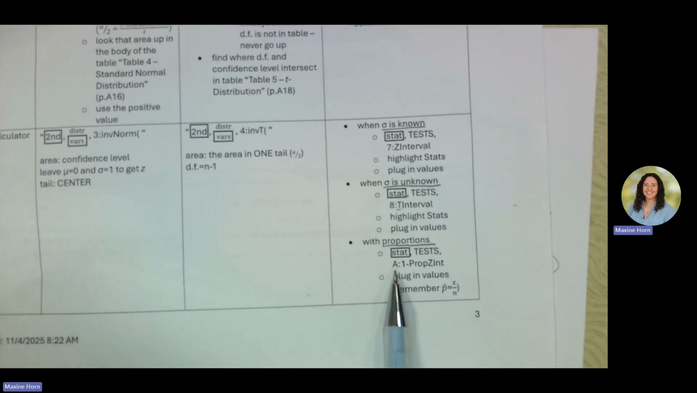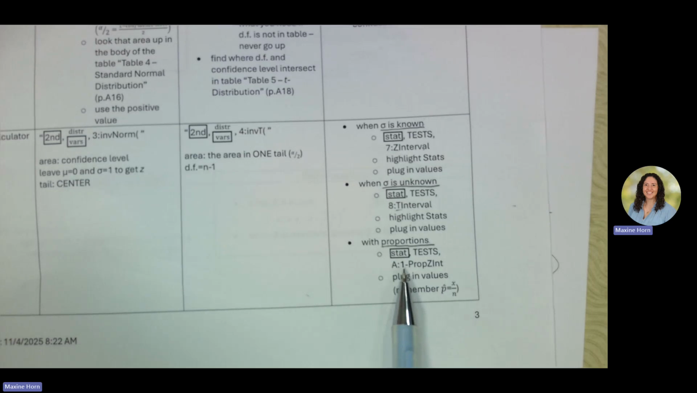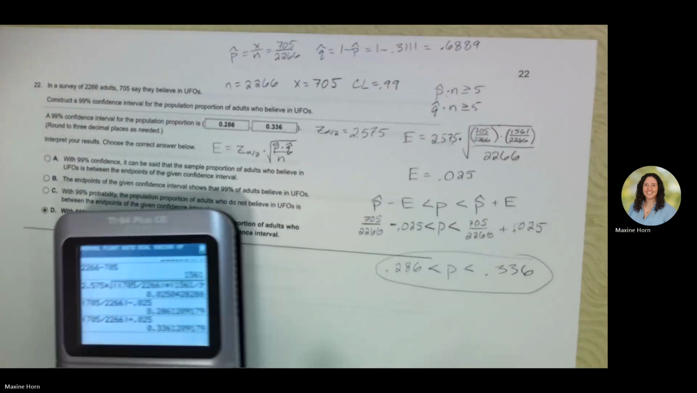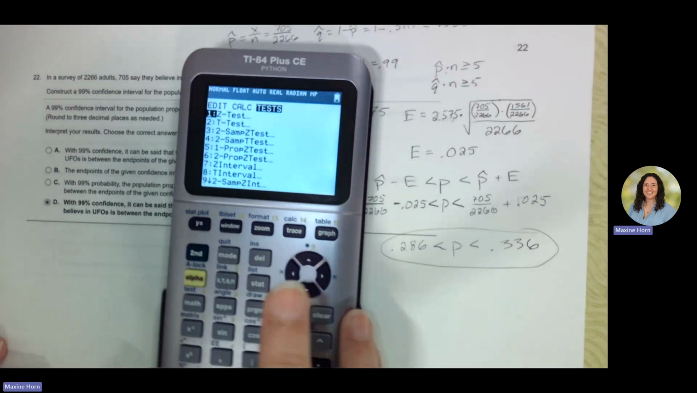We're going to go to stat tests, and then we're going to go all the way down to A, or alpha, 1 prop z int. Right? This is a proportion, and it's a z interval. Okay? It's a proportion, it's a z interval. So stat tests, and then go down to A. So we go stat tests.